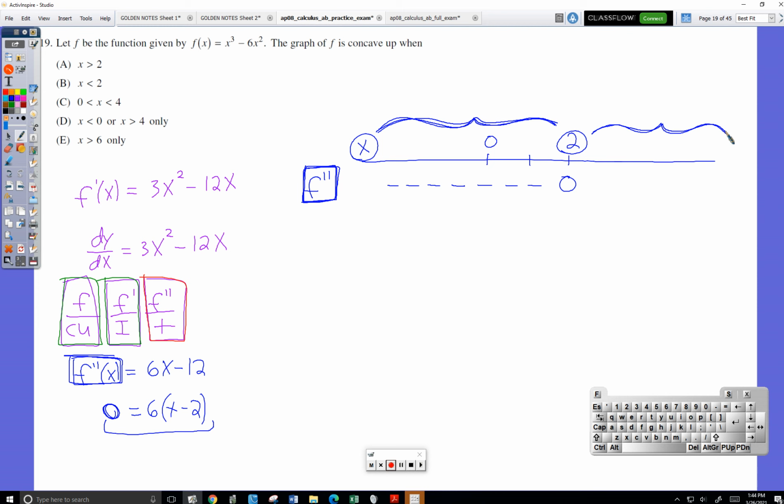It's going to be positive. There we go. So it means any x we pick over here, all of those x's will have a positive f double prime value. So Melissa, can you answer the question now? So it's going to be x greater than 0. X greater than 2. Yes, that makes sense? Yeah. So is it A or B? A. Yes.